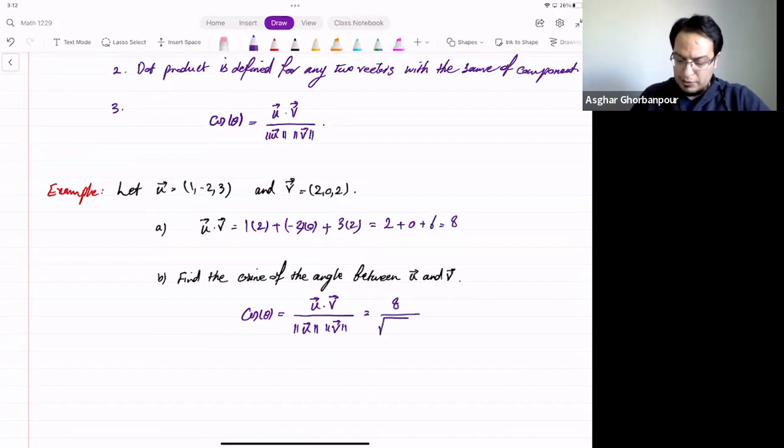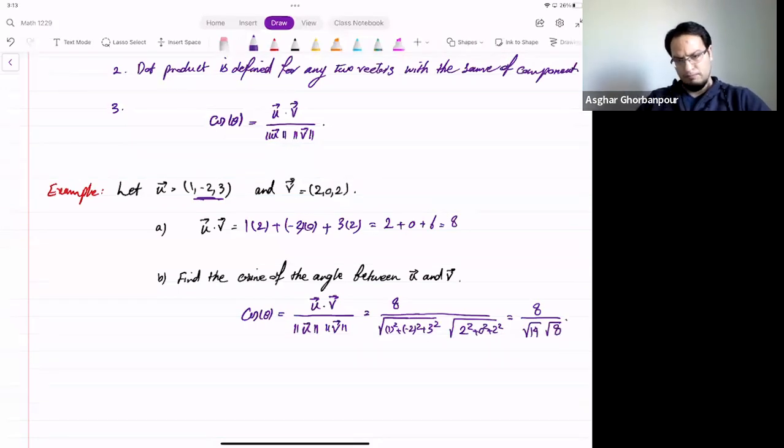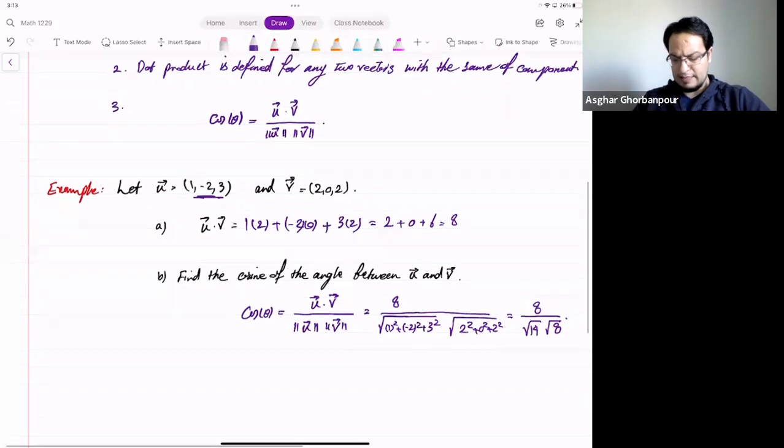Length of u, remember, to find the length, we square each component, and then add them and find the square root. That's the length of u. Length of v is 2 squared, 0 squared, 2 squared. This will give me 8. Root of, this is 1 plus 4 plus 9, it's root 14. And this guy is 2 squared is 4, 0, 4.